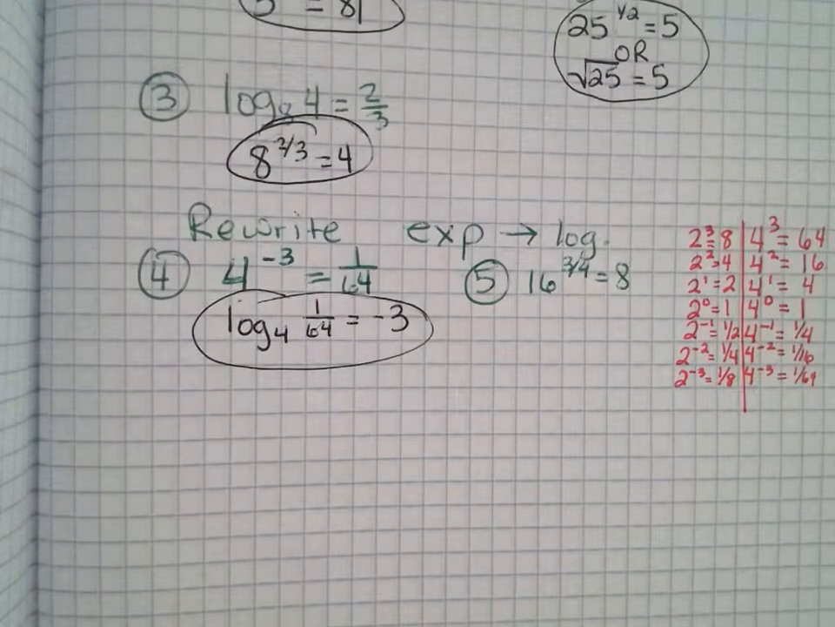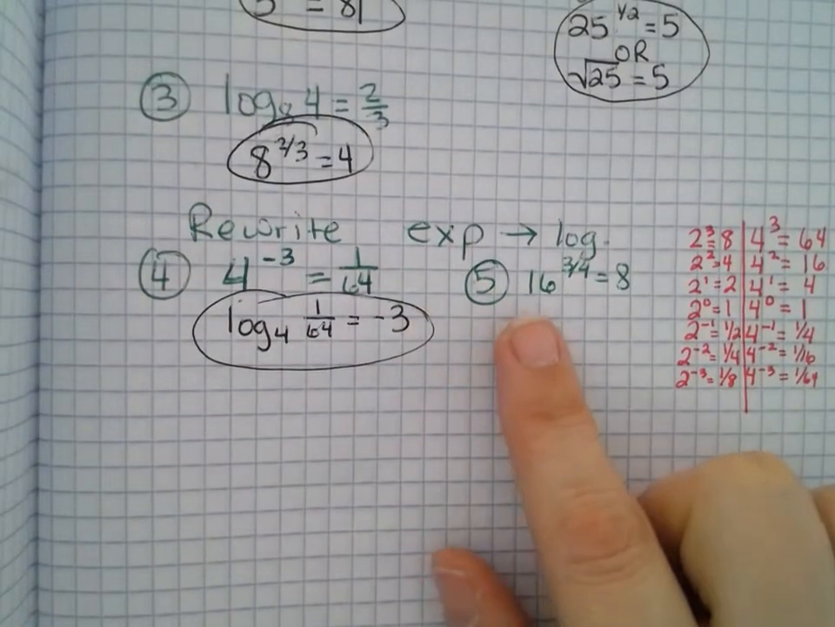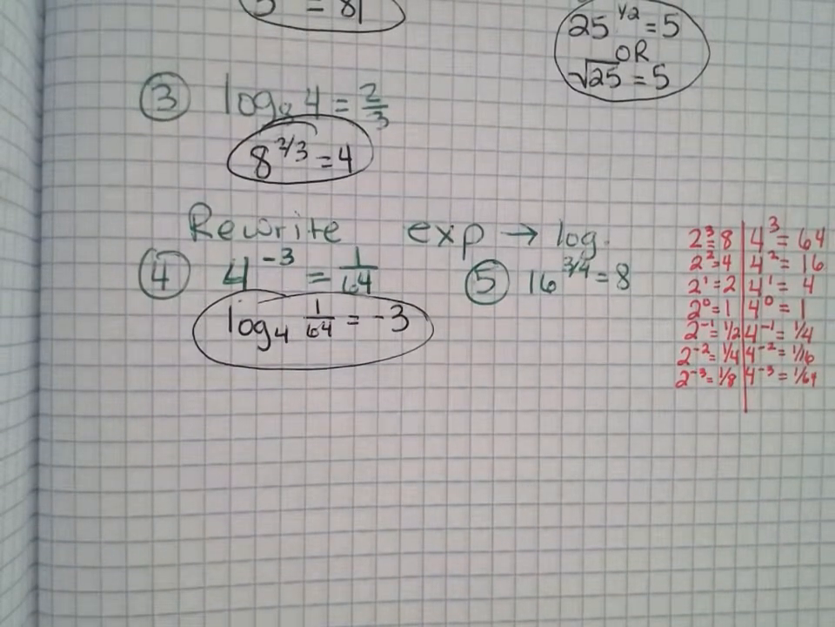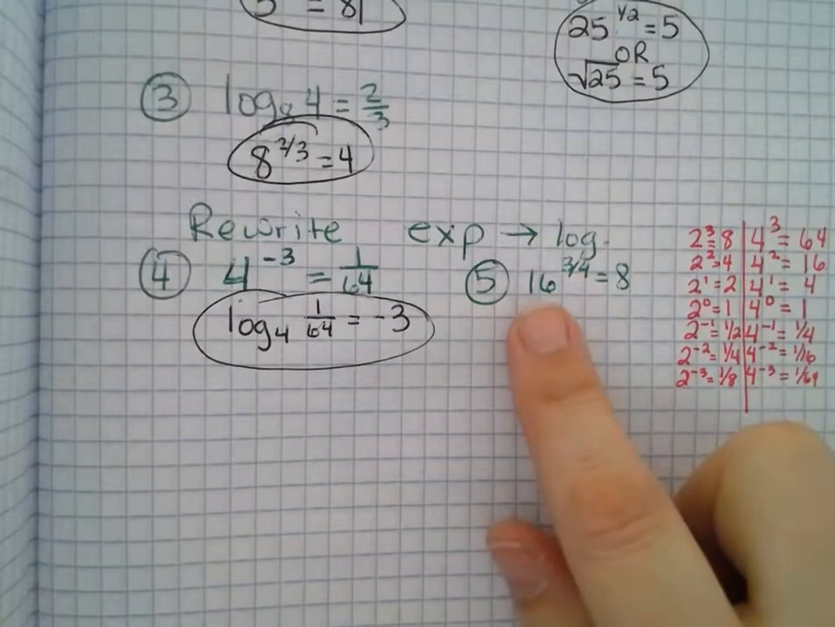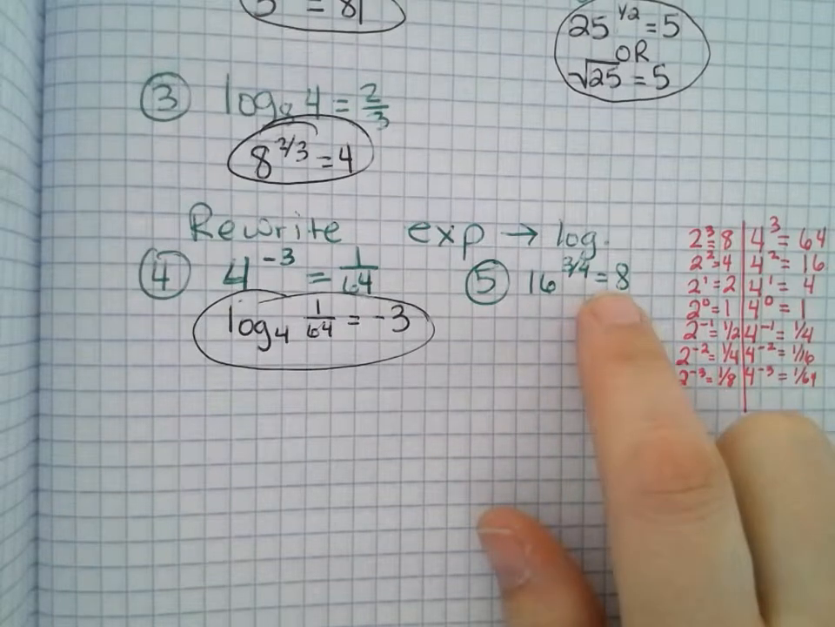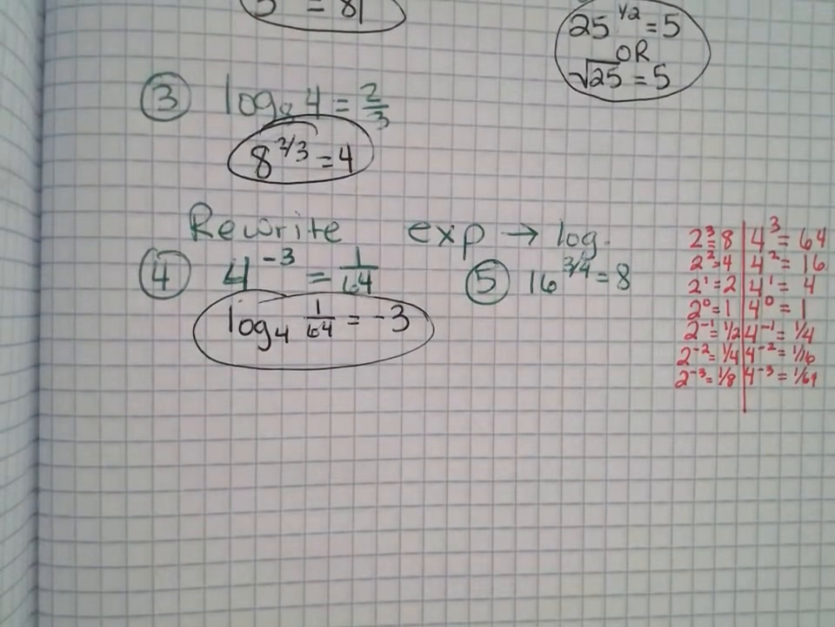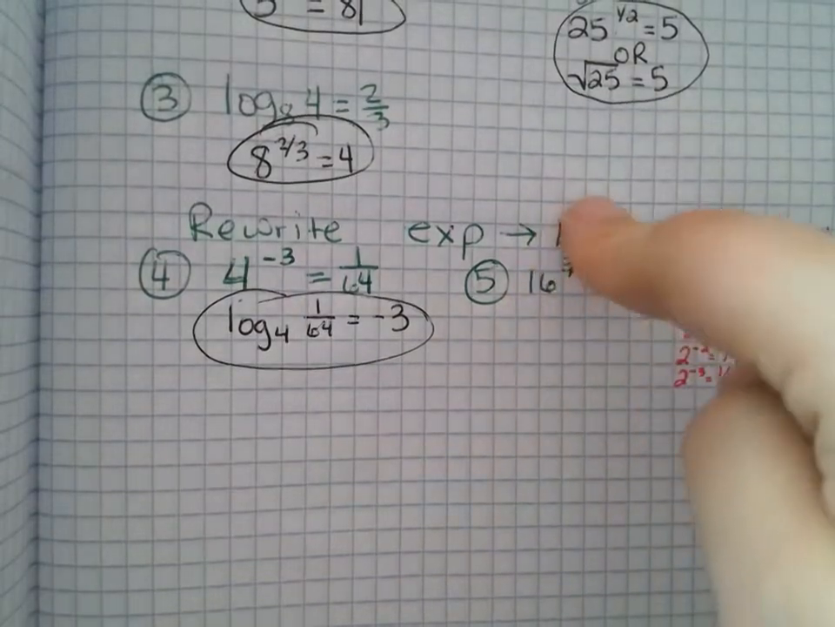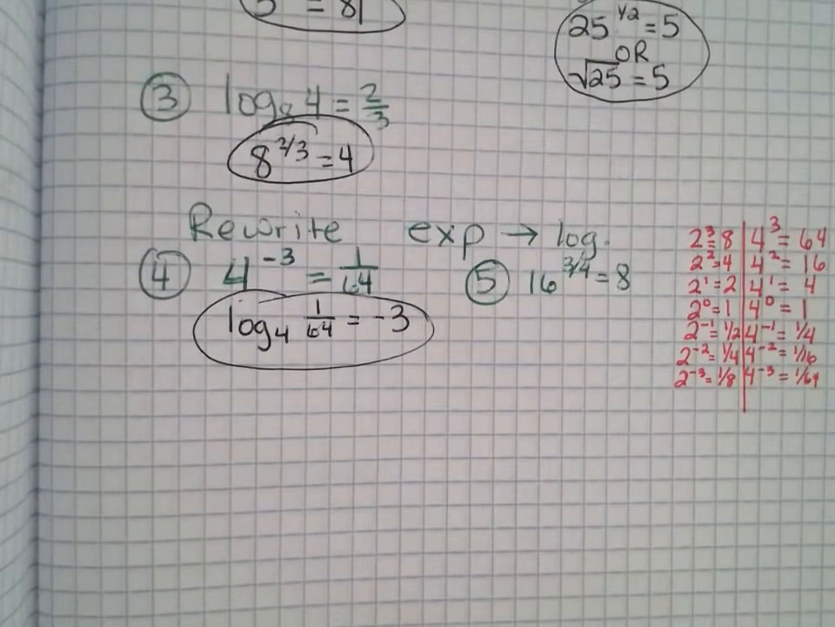16 to the 3/4 equals 8. Well, let's double check that that's true. Do you want to cube 16 in your head? I love math, and I don't really want to either. But could I 4th root 16 easily in my head? What times itself 4 times gives you 16? 2. And then what's 2 cubed? Boom. Right? This is so much fun.